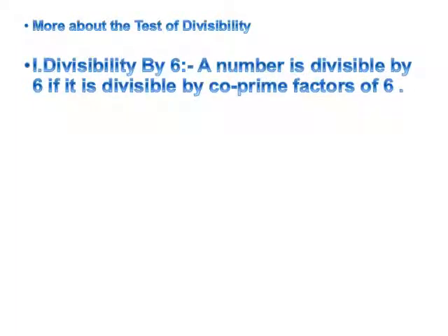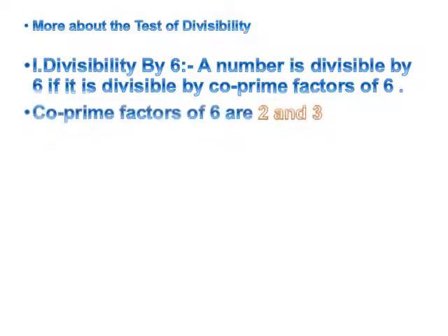Now more tests of divisibility. Divisibility by 6 is a dependent divisibility because a number is divisible by 6 if and only if it is divisible by its co-prime factors, that is 2 and 3. The co-prime factors of 6 are 2 and 3. So if the number is divisible by 2 and 3, then the number is divisible by 6.